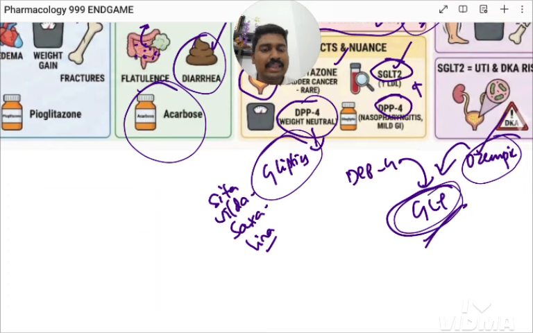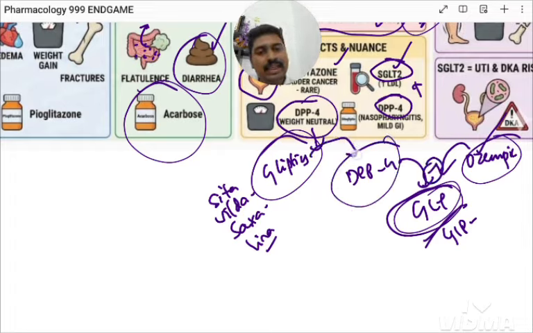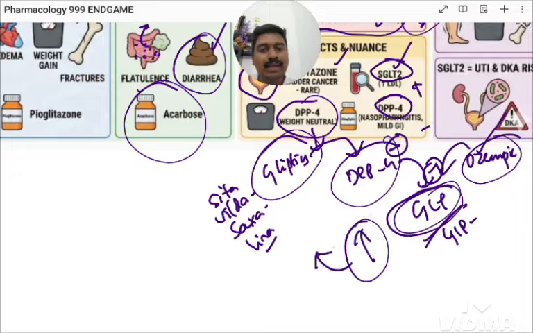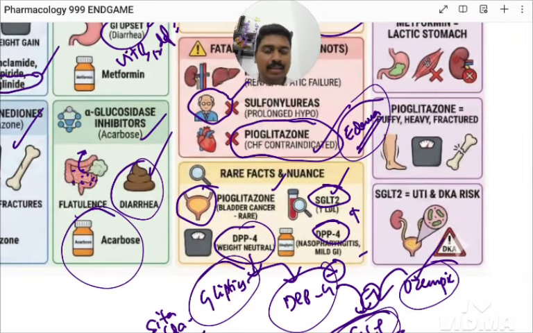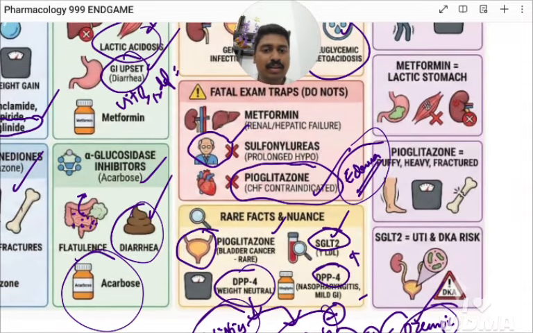So GLP is like gastric inhibitory peptide and glucagon-like peptide, okay. DPP actually inhibits this, and we have drugs which inhibit DPP, as a result of which GLP will increase, and there will be decreased insulin resistance. There will be decreased glycogenolysis, increased lipolysis. All those effects will come from this.